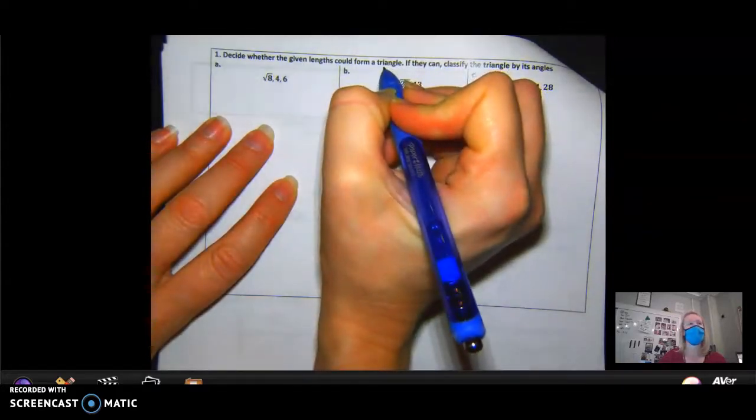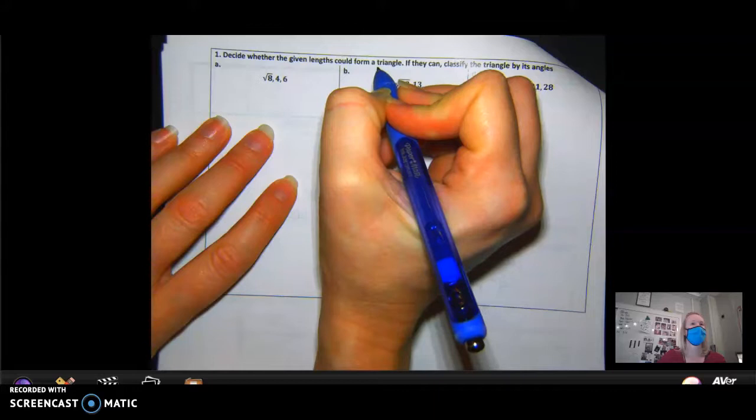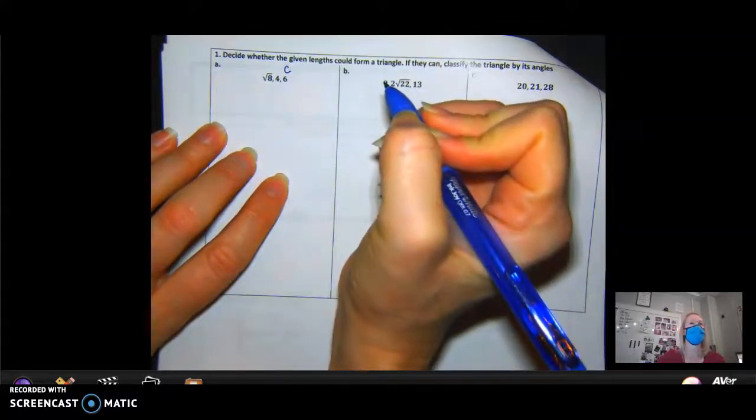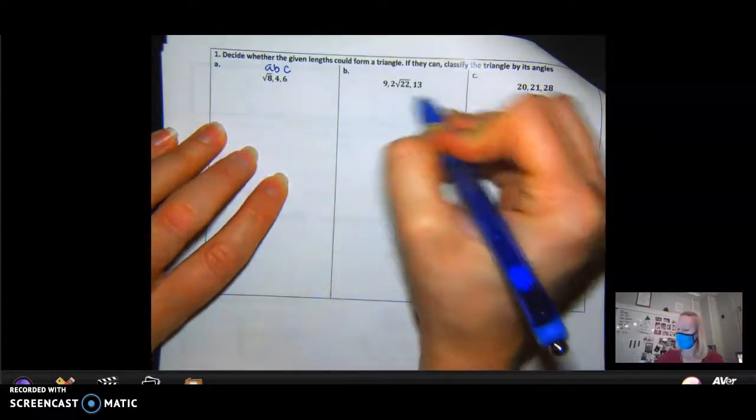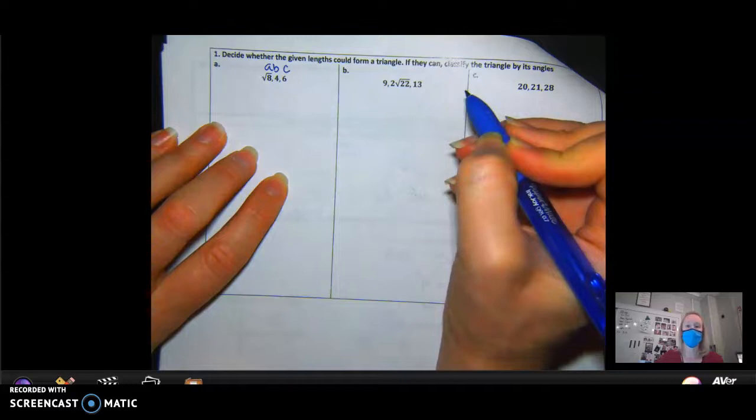Is the square root of 8 C, is 4 C, or is 6 C? 6. Because the square root of 8 is a little less than 3, right? Because the square root of 9 is 3. So the square root of 8 would be less than those. It doesn't matter which one's A and B from there, right? On the next one, which one's A, which one's C, actually?